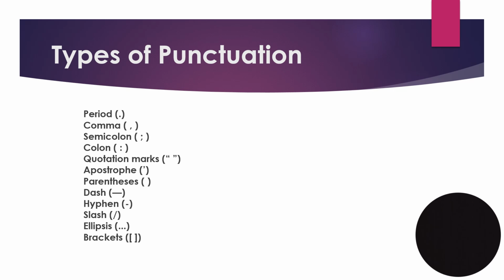Types of punctuation. So as I've mentioned earlier, we're going to look at period, comma, semicolon, colon, quotation marks, apostrophe, parentheses, dash, hyphen, slash, ellipsis, and brackets. And these are the symbols that stand for each punctuation.